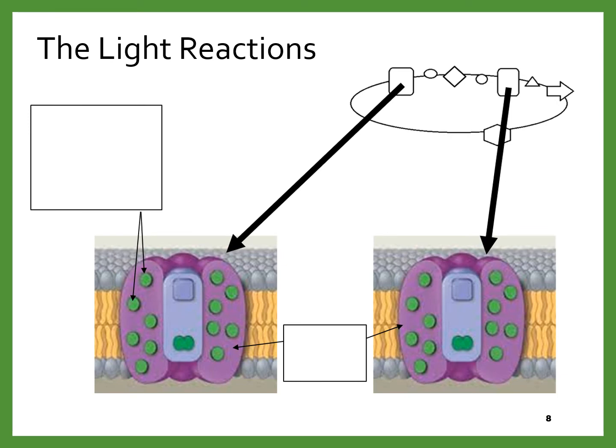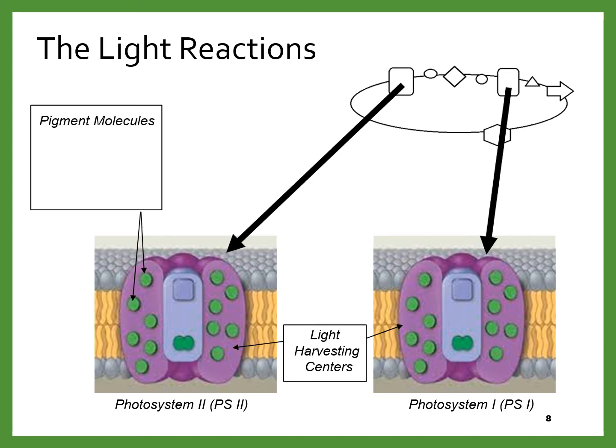Okay, so let's get into it. To begin, we're going to start by focusing on photosystem 2 and photosystem 1. Both of these are complexes of proteins. That means that there are many proteins that work together to form this structure. Around the outside, we have the light harvesting centers. Embedded within the light harvesting centers are all of the pigment molecules that absorb light energy.